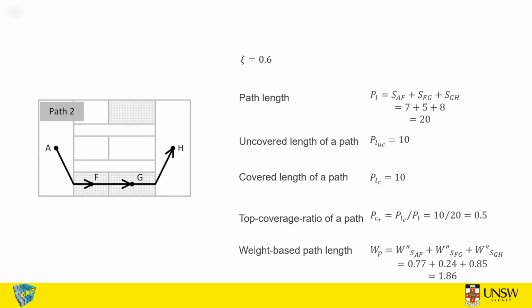To show how parameters of the path are computed, path 2 is used as an example. Path length is a sum of the distances of all spaces in the path. Covered and uncovered lengths of the path are computed based on the distance offered by semi-indoor and other types of spaces separately. Then, top coverage ratio and weight-based length of this path are computed.